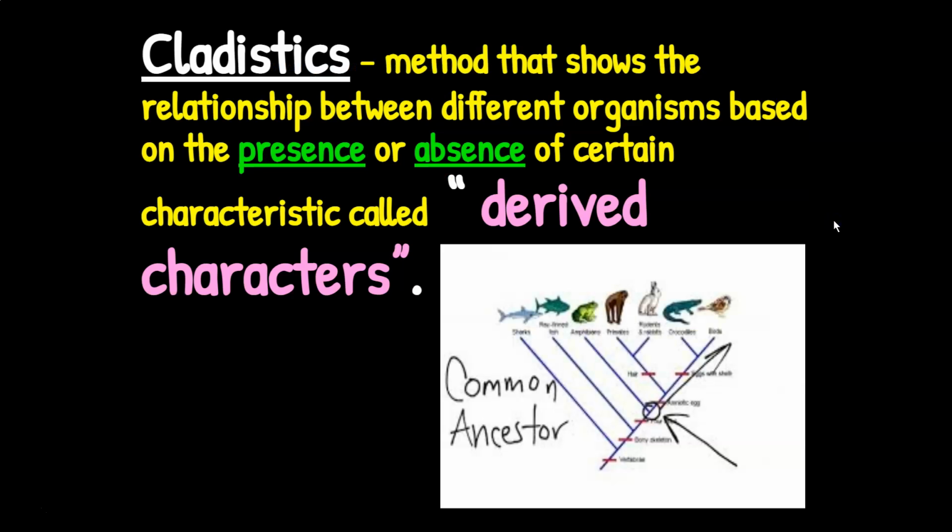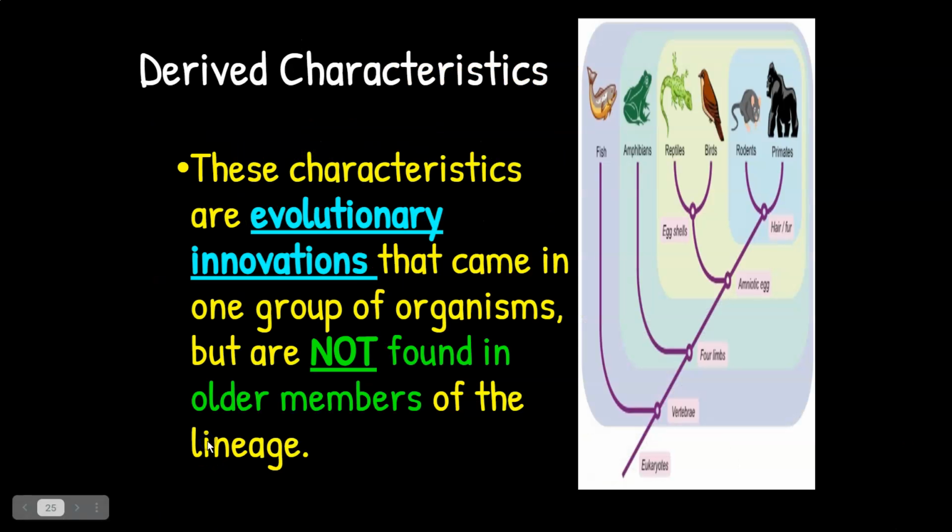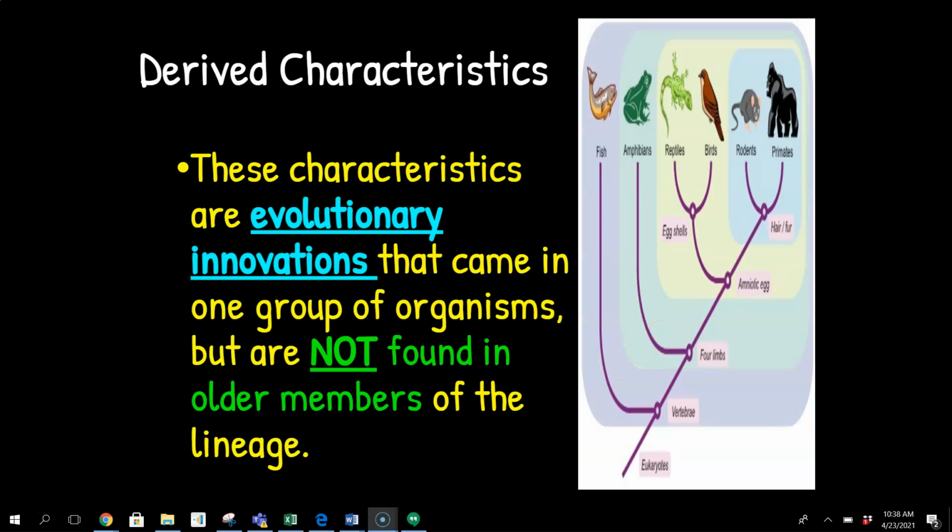So next we have, we're still on this cladogram here, and we're going to show you how this works. So this is a method that shows the relationship between different organisms based on the presence or the absence of a characteristic. And this is called the derived characteristic. And we're going to be going through this and seeing how that works. So derived characteristics are evolutionary innovations that come in one group of organisms but not found in the older groups of that lineage.